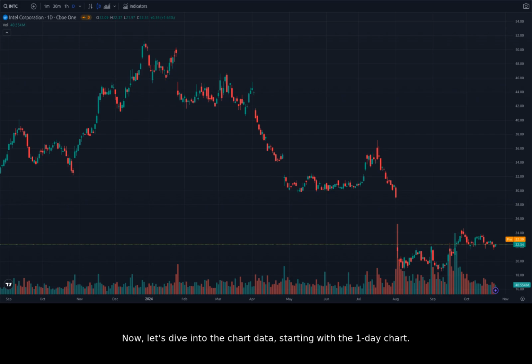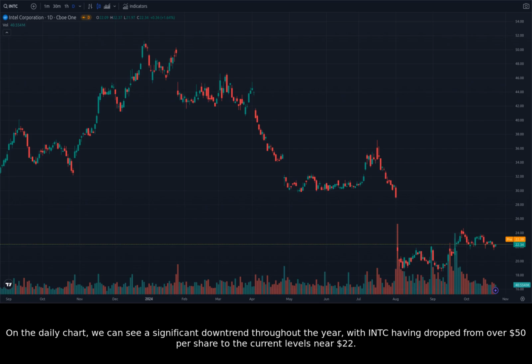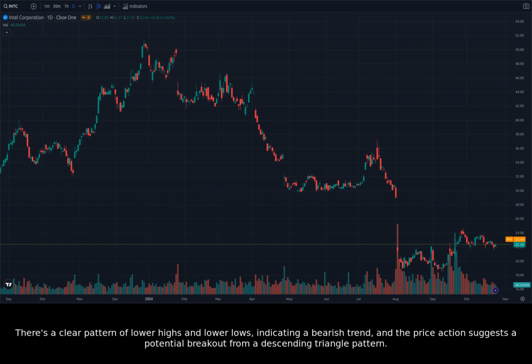Now, let's dive into the chart data, starting with the one-day chart. On the daily chart, we can see a significant downtrend throughout the year, with Intel having dropped from over $50 per share to the current levels near $22. There's a clear pattern of lower highs and lower lows, indicating a bearish trend, and the price action suggests a potential breakout from a descending triangle pattern.